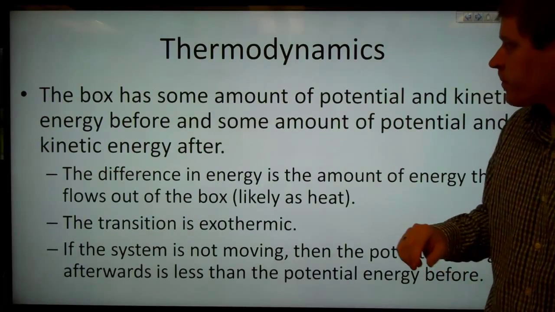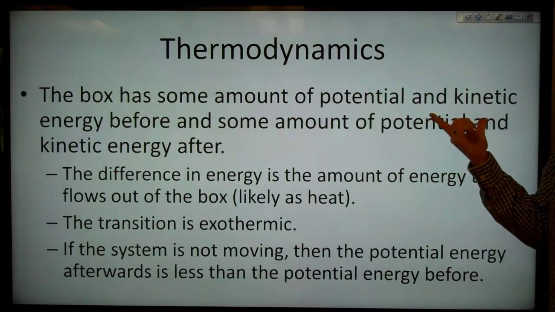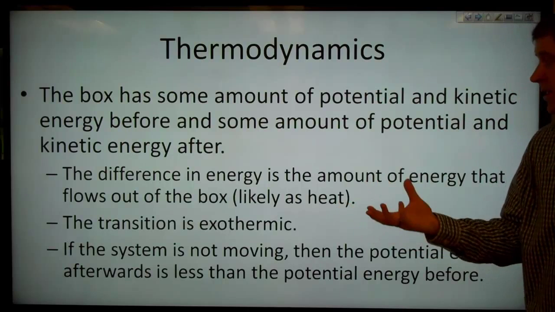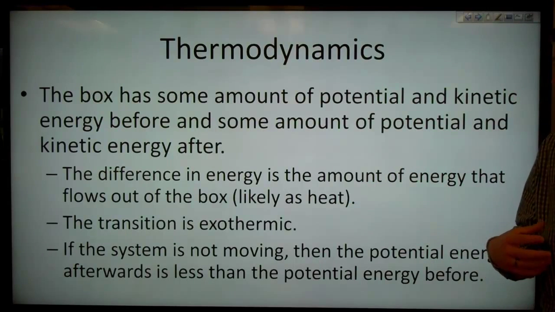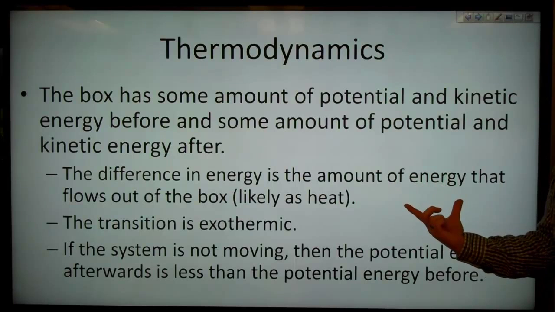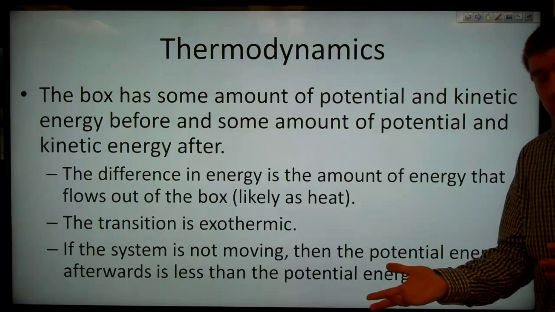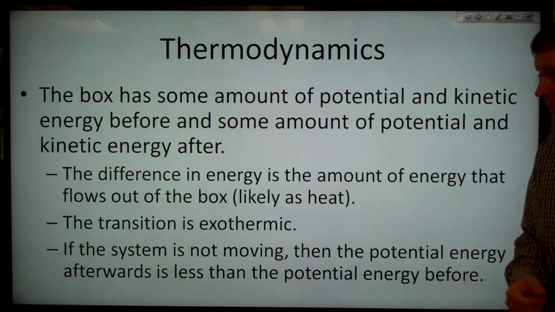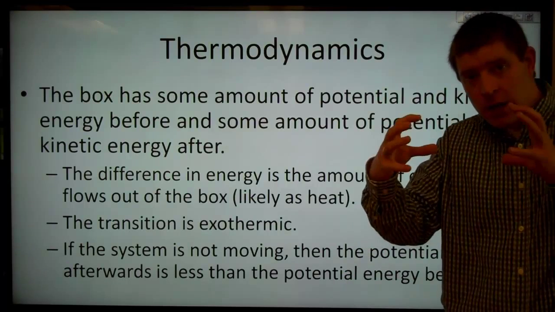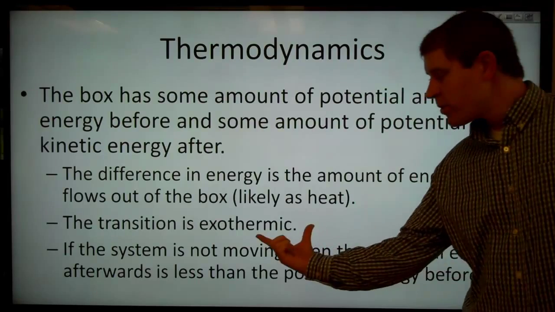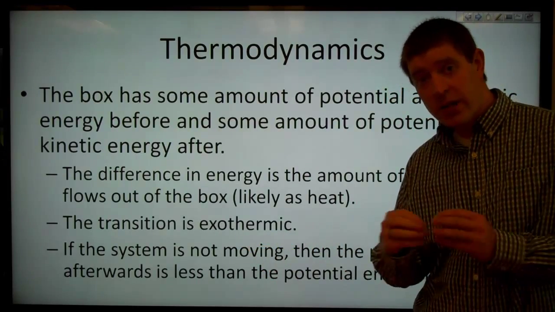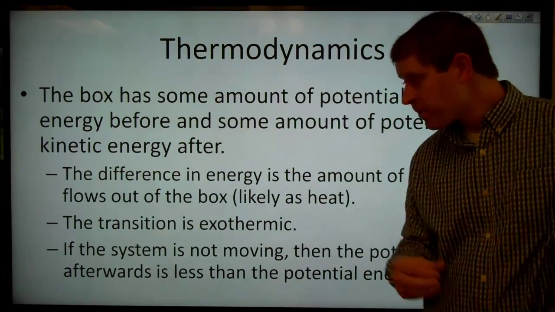They don't matter. So the box has some amount of potential and kinetic energy before, and it has some amount of potential and kinetic energy after our combustion process. This difference in energy is the amount of energy that flows out of the box, which is probably done as heat. And if the box has a constant volume, then it will be heat. So the transition is exothermic, because energy is leaving the system.